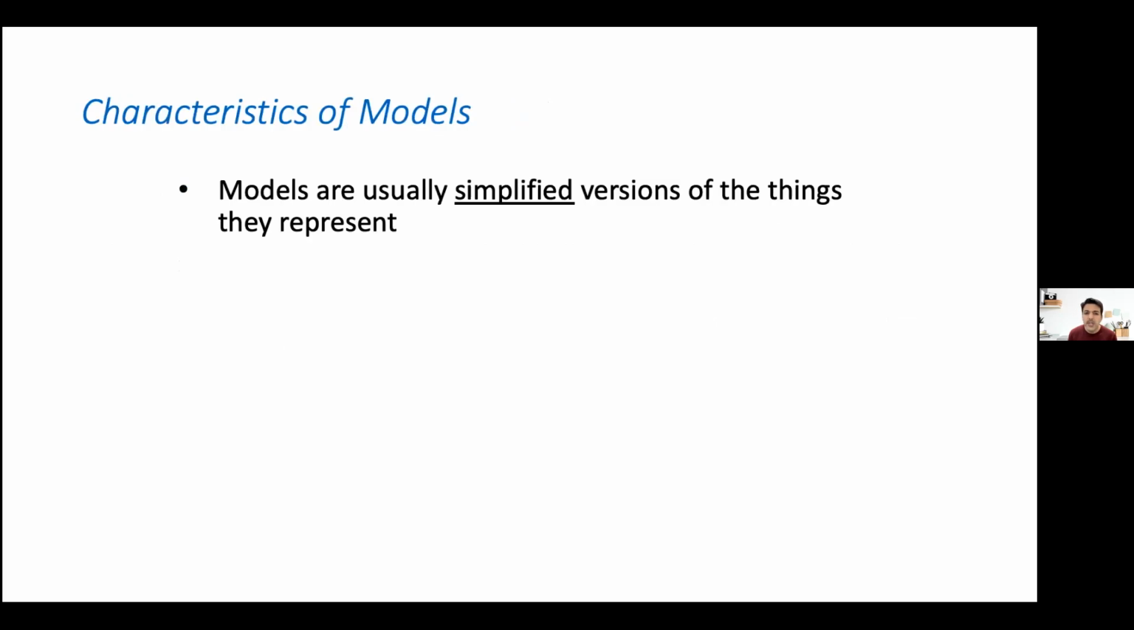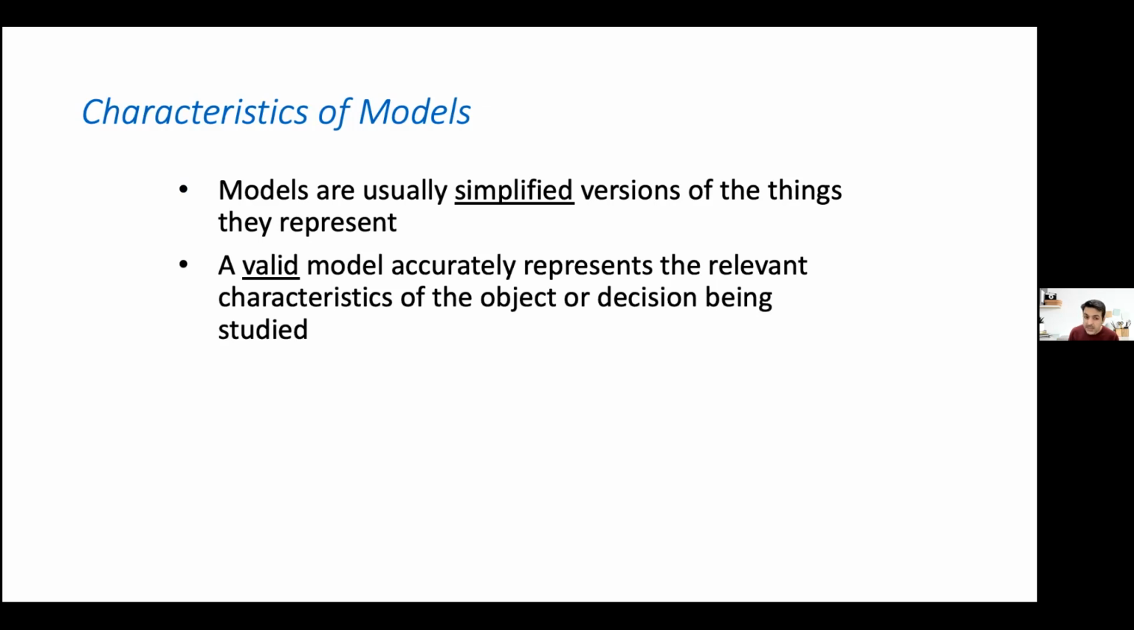Models are usually simplified versions of the things that they represent. So what's the meaning of that? Models don't explain the object fully, right? They just represent one, two, or three aspects of that object. They simplify. They are a simplified version of that thing.